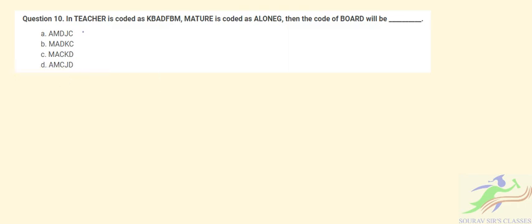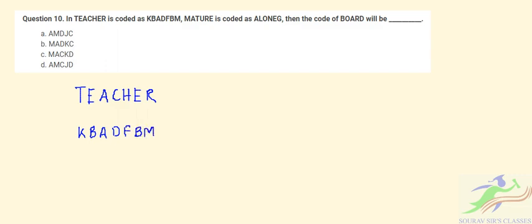Question number 10: in a certain code, teacher is coded as this particular alphabet string, mature is coded in this alphabet, and in which form will the code board be coded? So first of all, let us write that teacher is expressed as K B A D F B M.